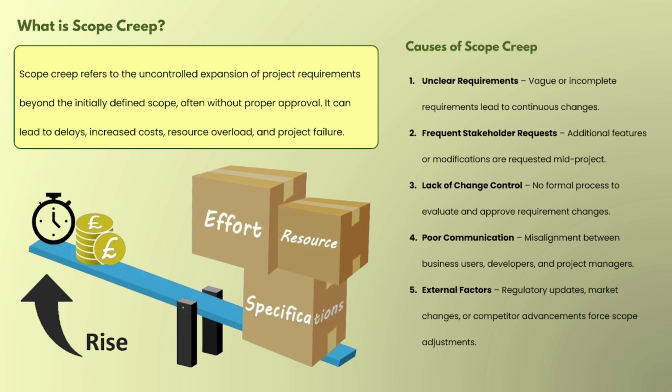Now let's move on and check causes of scope creep. The causes of scope creep are unclear requirements, meaning vague or incomplete requirements lead to continuous changes. Then frequent stakeholder requests, like an additional feature or modification request in the middle of the project. Then lack of change control: no formal process is there to evaluate or approve requirement changes. In a few cases they don't even know how to assess the requirement changes, how the process goes on. So this is lack of change control.